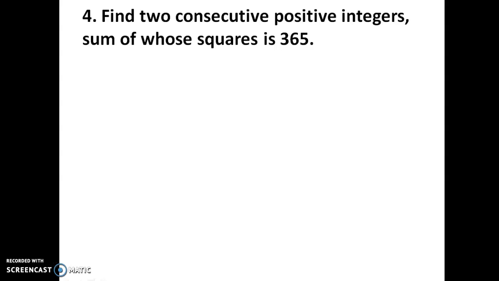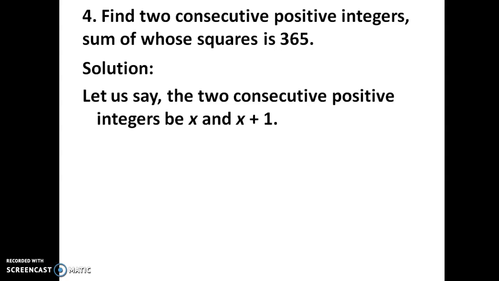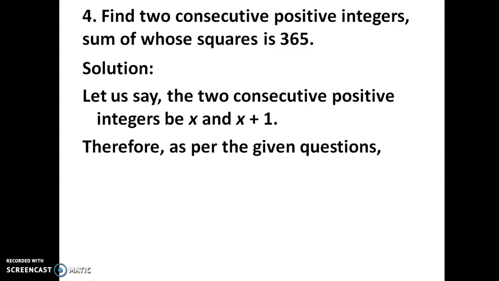Okay. So two consecutive positive integers. So consecutive means the next number, adjacent numbers. Sum of the squares is equal to 365. Okay. So first number we will take it as x and second number we will take it as x plus 1. Okay, why? Because integers means all positive numbers, no? So first number is x means the second number will be x plus 1. So according to the question, x square plus x plus 1 the whole square equal to 365.